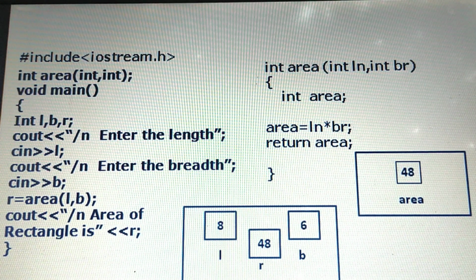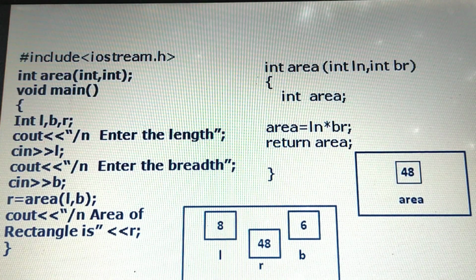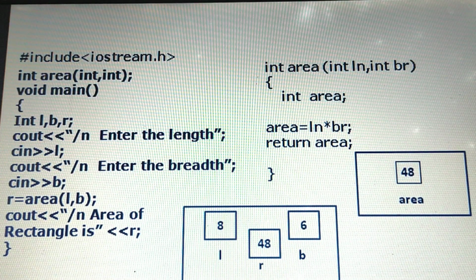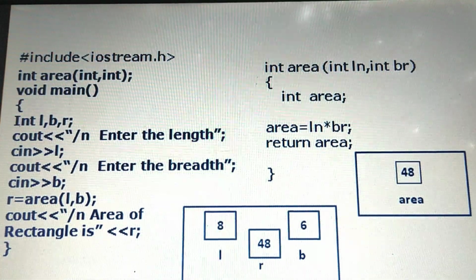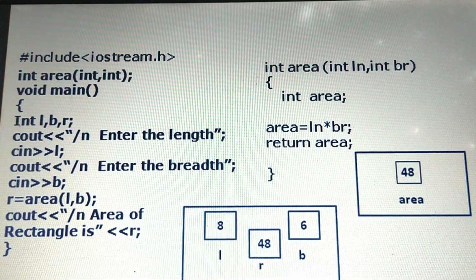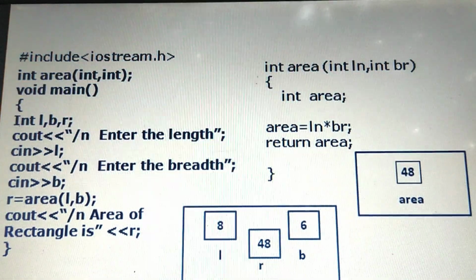Okay. These are the four types of functions. First, without argument, no return value. Without argument, with return value. With argument, without return value. With argument, with return value. Those are the four types of functions.